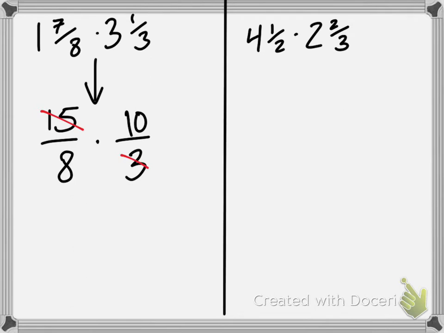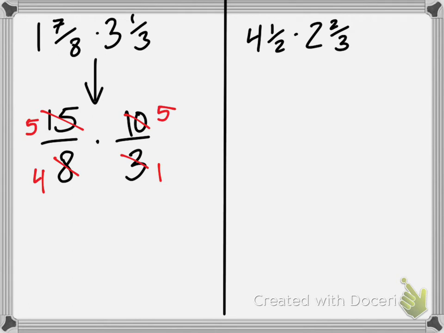So 15 and 3, I cross cancel them. What do I get when I cross cancel? For 15 you get 5, and for 3 you get 1. Excellent. They're both divisible by 3. Nathan, she also said that we can cross cancel 8 and 10. What are they both divisible by? 2. 8 divided by 2 is 4. 10 divided by 2 is 5.